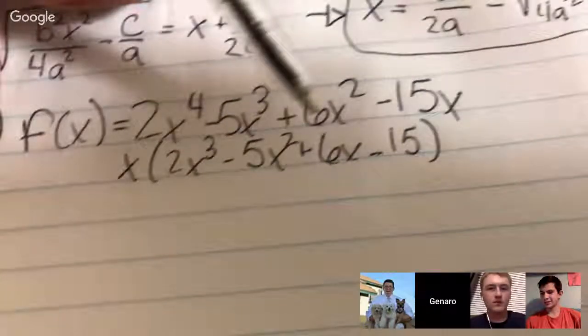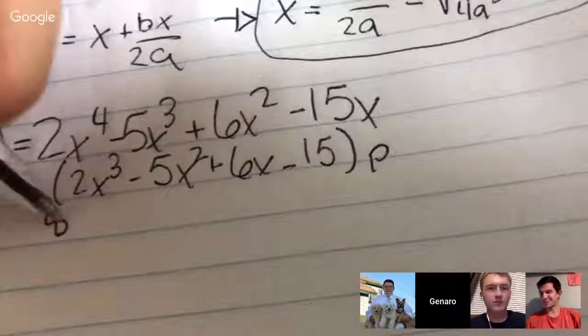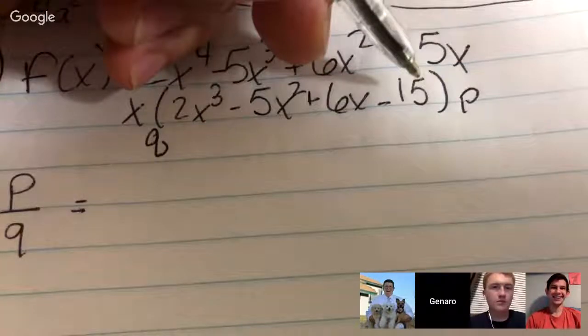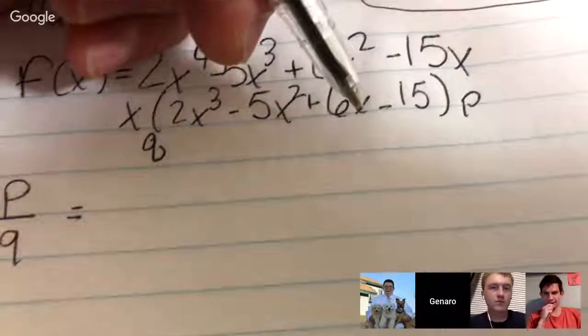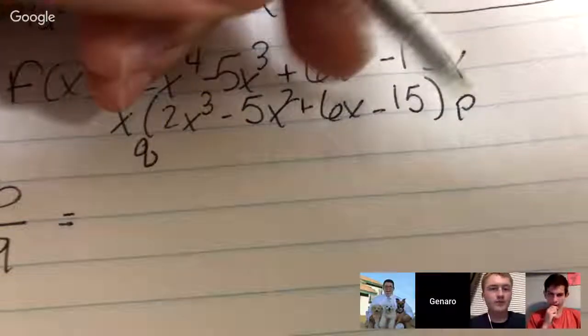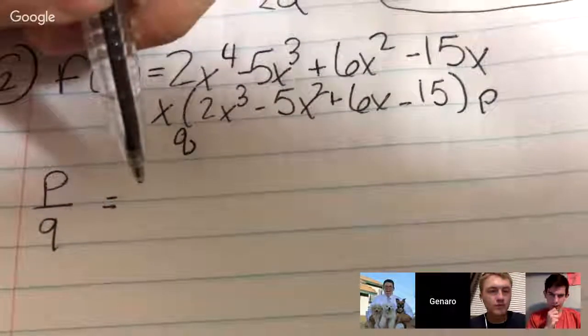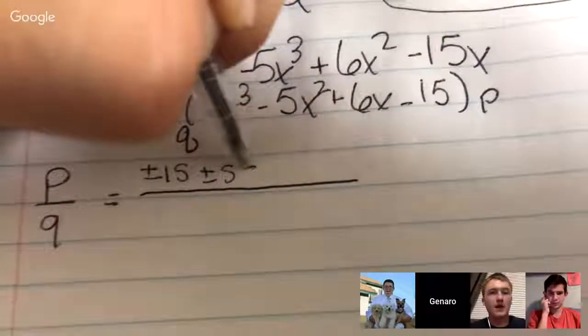Right? Yep. So this would be P, this would be Q, and it's P over Q equals. So here's just 15 and 1, or 5 and 3, 15 and 1. Those, right? Does that make sense? Yeah, hold up, I got a little lost for a second. Plus or minus 15, plus or minus 5, plus or minus 3, plus or minus 1.